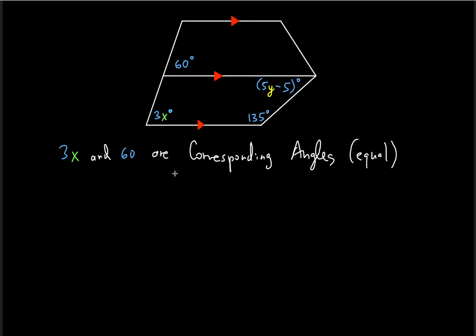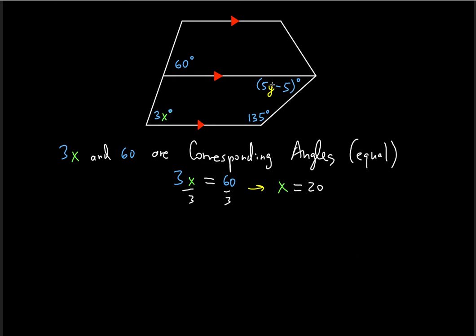And how do we know that they're corresponding? Because they're both above each respective parallel line, and they're both to the right of the transversal. So they're matching corners, matching positions. So 3x is equal to 60 degrees, because these two are corresponding. So 3x is equal to 60. If you divide both sides by 3, you should solve for x this way. So the x value is 20.